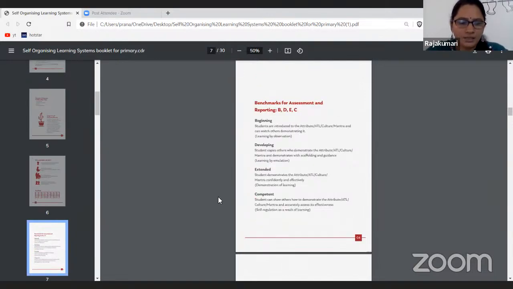So the benchmarks: like you get marks in your report card or your assessment papers, wherein the paper is for 20 marks or 40 marks, in the same way, here we are calling it a benchmark instead of marks. There are 4 benchmarks here, which are beginning, developing, extended, and competent. The beginning level is where students are introduced to the attribute, all these attributes, ATLs, cultures, and mantras, and can watch others demonstrating it. That means the child is in the beginning level. They're only observing others, watching others and trying to learn more about it. That's the first benchmark. So, learning by observation.